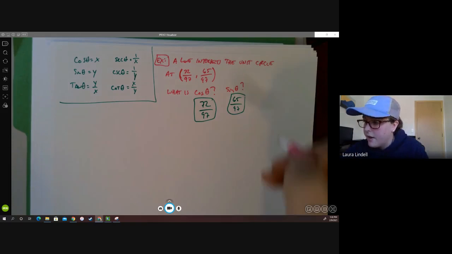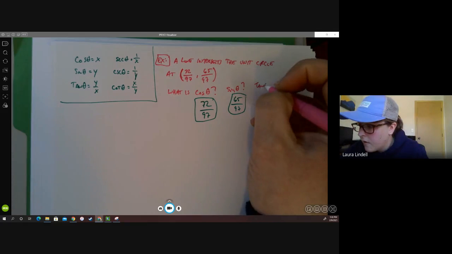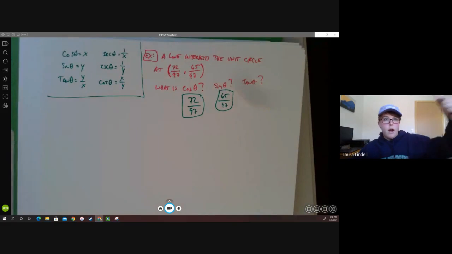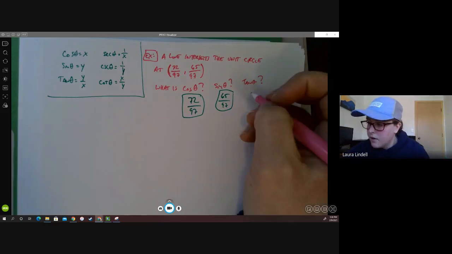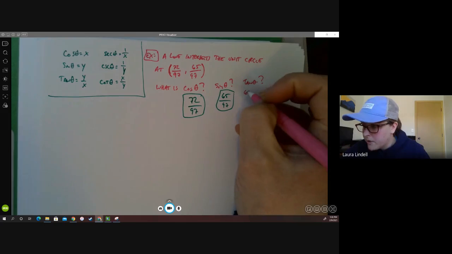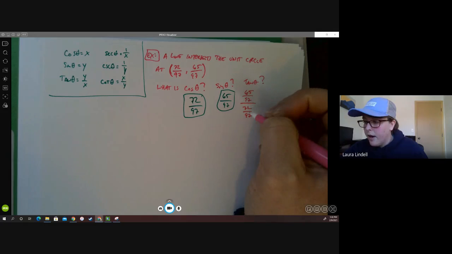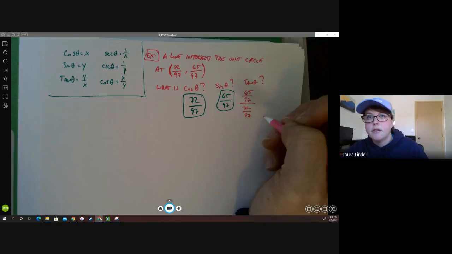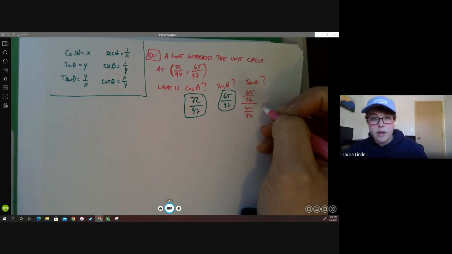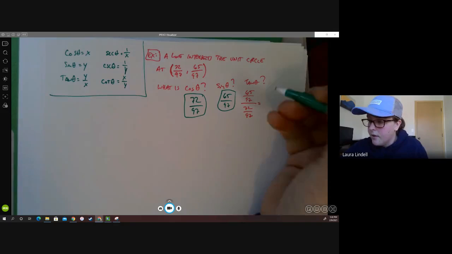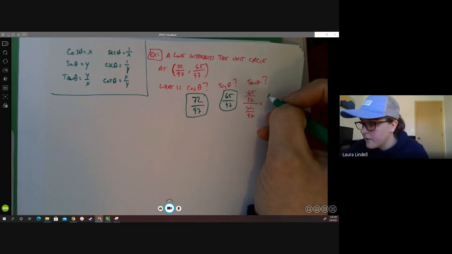Or tangent of theta. Well, that would just be y over x, right? So doing a little bit of work here, but 65/97 over 72/97. If you have the same denominator, they just cancel. So you can flip and multiply if you want to make sure, but really you just get 65/72.